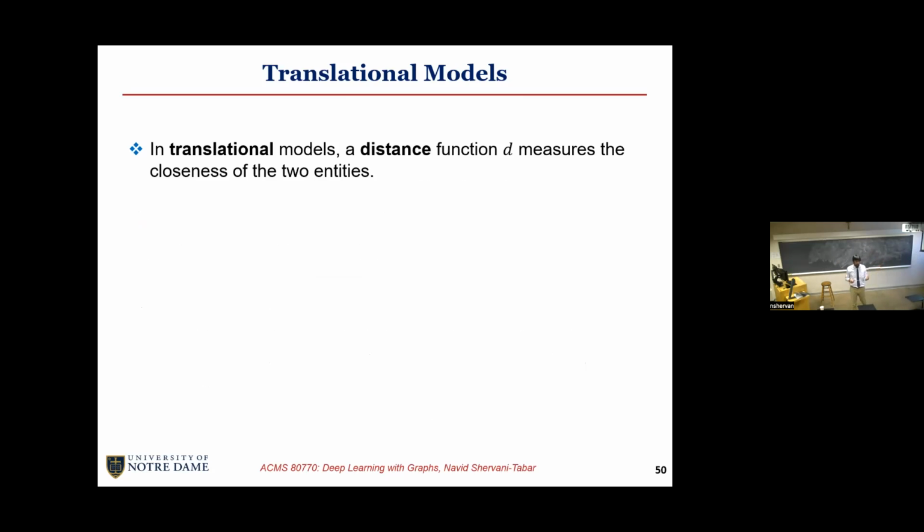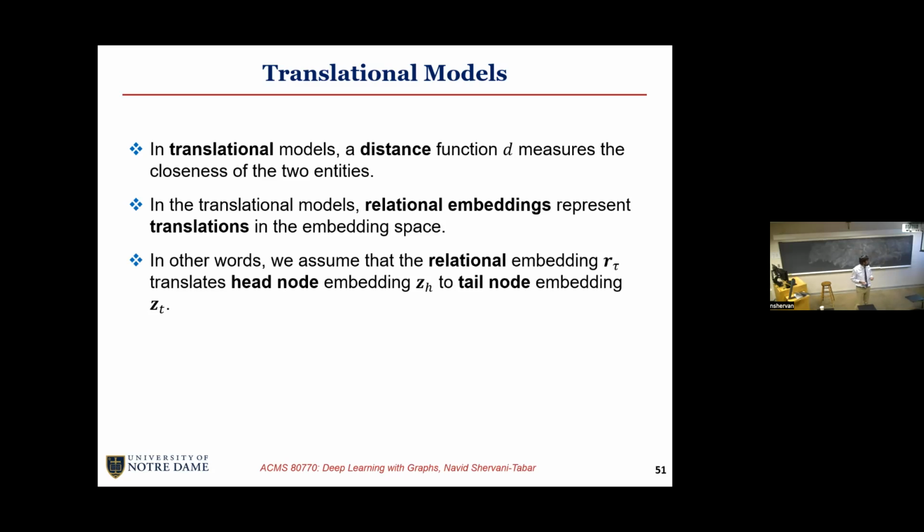So first of all, in translational models, we're using the distance, right? So we need to define some measure of distance. Let's say that we define a function d that measures the distance. Then using that, we're measuring how close two different entities are. And by measuring that, we're essentially predicting how likely it is that they are connected to each other. So we have three embeddings: edge embedding, head node embedding, and tail node embedding.